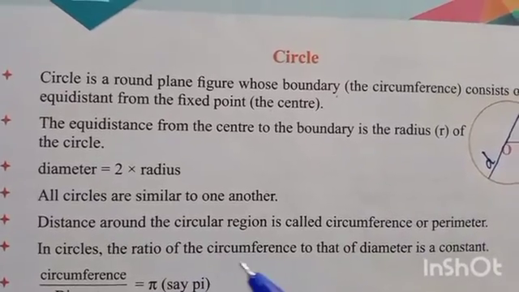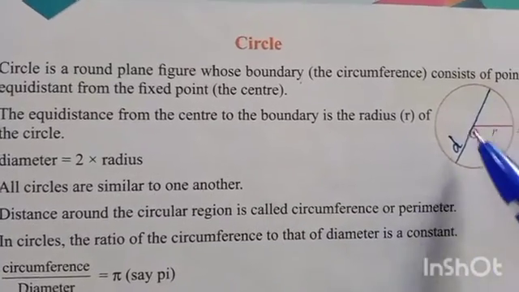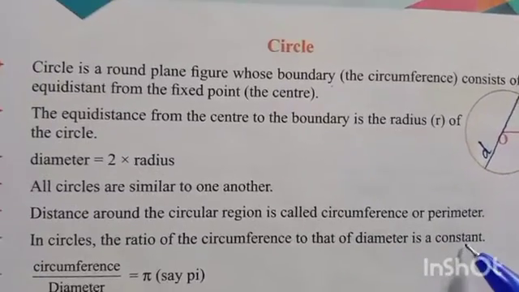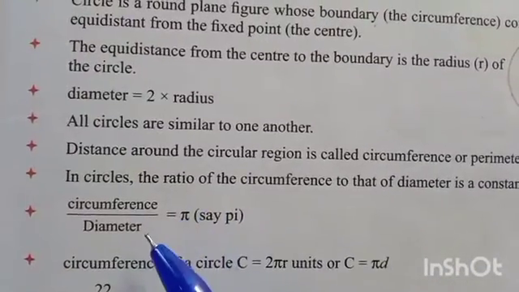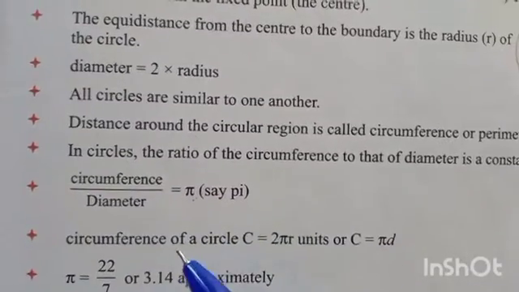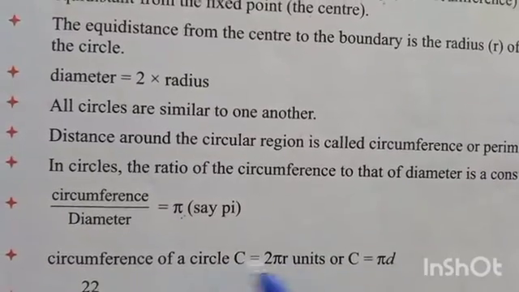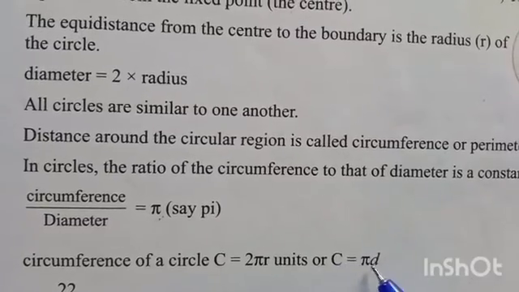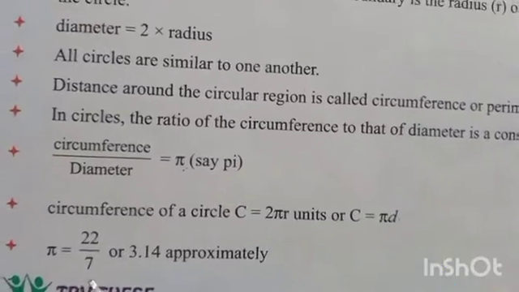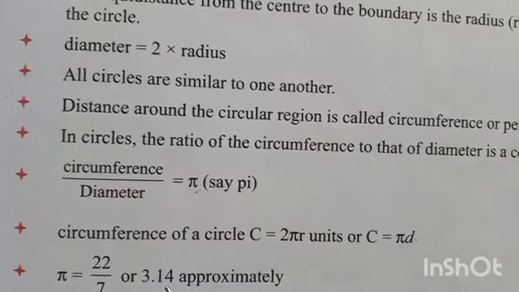In circles, the ratio of circumference to diameter is constant. Constant means a fixed value. Circumference by diameter is equal to pi. The symbol name is pi. Circumference of a circle formula: 2 pi r units. Circumference is denoted by the letter C. C is equal to pi d, or 2 pi r. Pi value is 22 by 7 or 3.14. Yes, this is the approximate value.